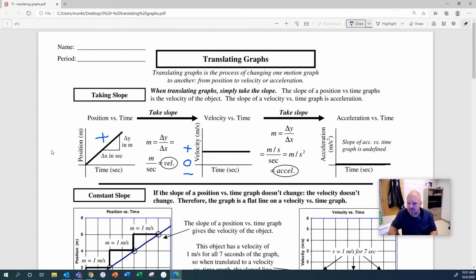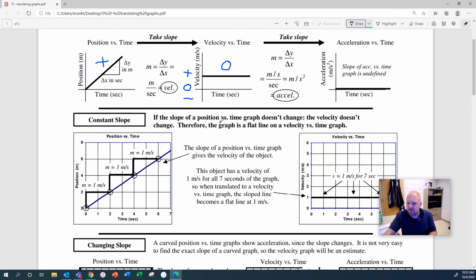For this example with velocity versus time, since this is a flat line, our slope is zero. And so we have no change in velocity over time. Our velocity is constant, which means our acceleration is zero. So moving down, constant slope. It says if the slope of a position versus time graph doesn't change, it means the velocity doesn't change, and therefore the graph is a flat line on a velocity versus time graph.